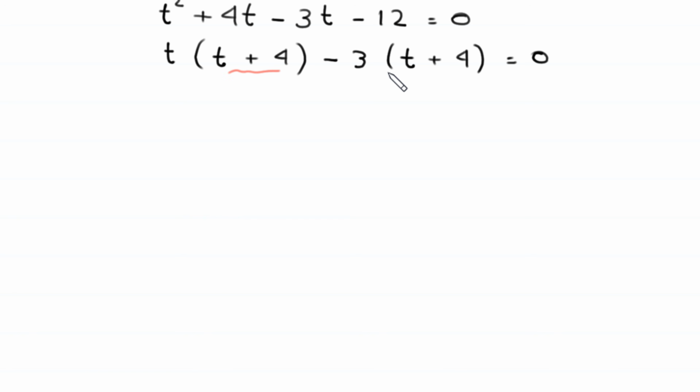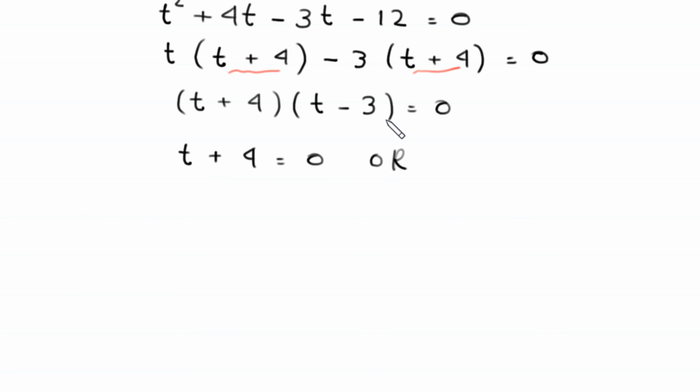Now this t plus 4 is a common factor, so we factor out this t plus 4, and in bracket left t minus 3 equal to 0. Either this expression t plus 4 is equal to 0, or this expression t minus 3 equal to 0. From this equation we get the value of t equal to negative 4, and from this equation we get the value of t equal to 3.